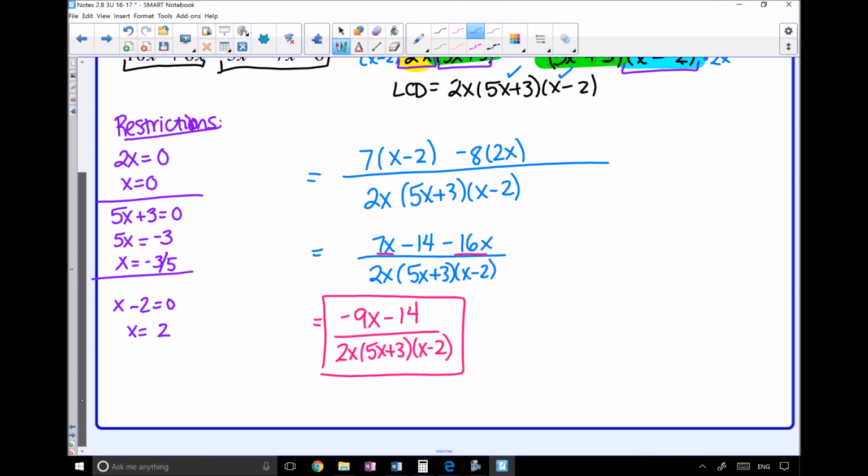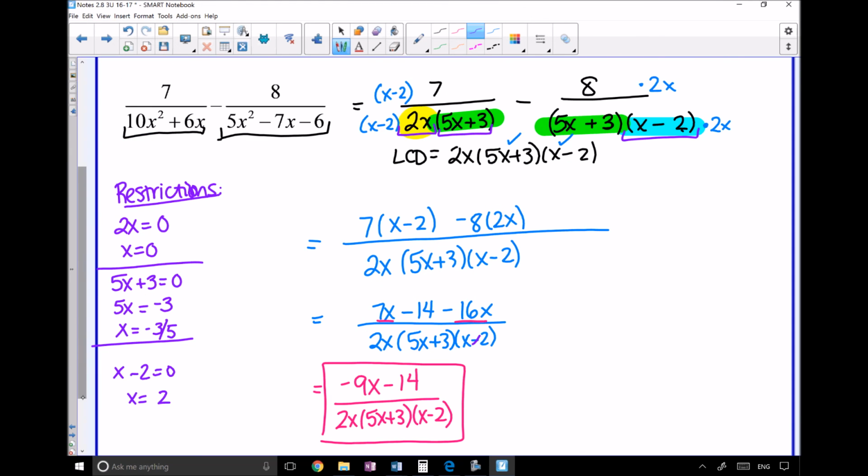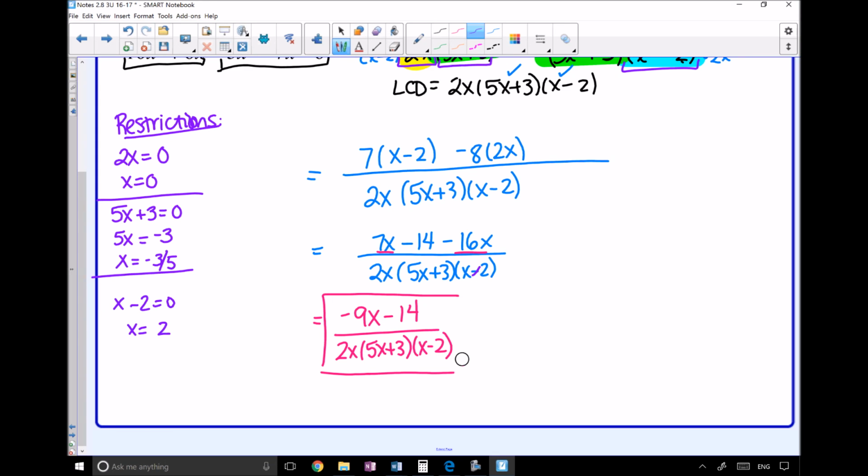So therefore, my restrictions are that x cannot be 0, negative 3/5, or 2.